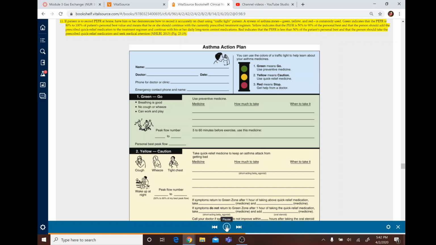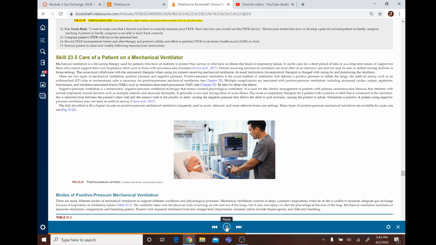Yellow indicates that the PEFR is 50% to 80% of the personal best and that the person should add the prescribed quick relief medication to the treatment regimen and continue with his or her daily long-term control medications. Red indicates that the PEFR is less than 50% of the patient's personal best and that the person should take the prescribed quick relief medication and seek medical attention. NHLBI, 2013, Fig 23.19. Fig 23.19 Asthma Action Plan. From Hockenberry M.J., Wilson D., Wong's Nursing Care of Infants and Children, ed. 10, St. Louis, 2015, Mosby.